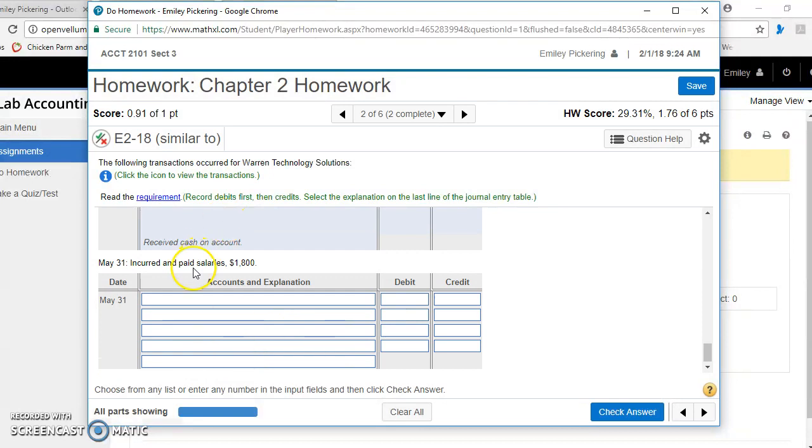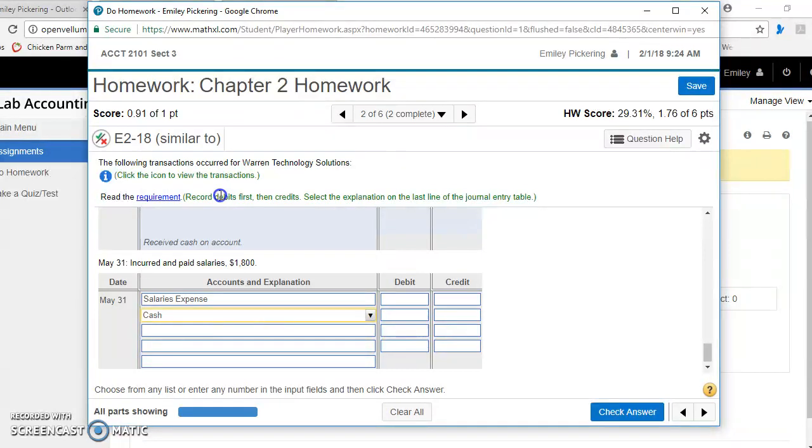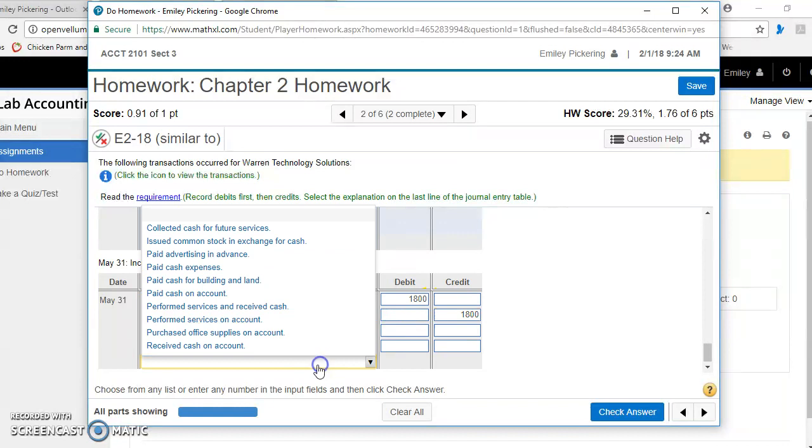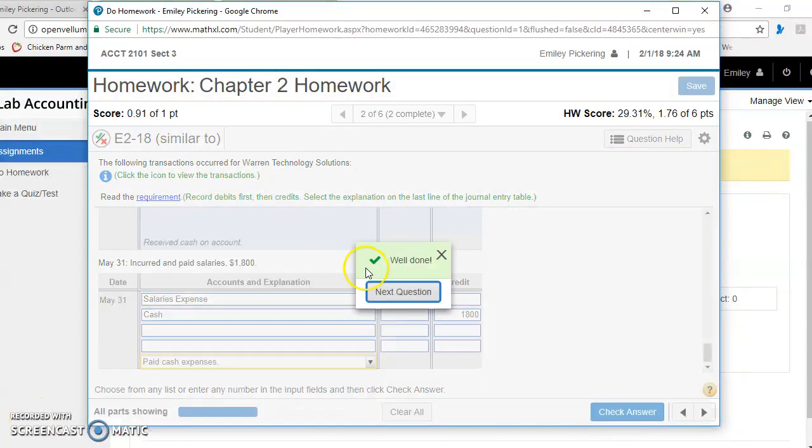All right, last one, incurred and paid salaries. So I know that my salary expense and cash. So my salary expense, remember you always debit an expense, and then my cash went down. And we did it because we paid for our salaries. So that's going to be paid cash for expenses. Okay.